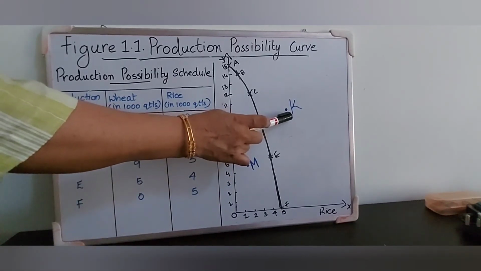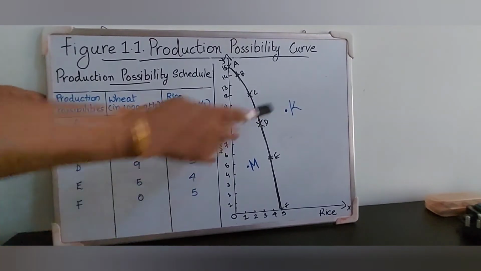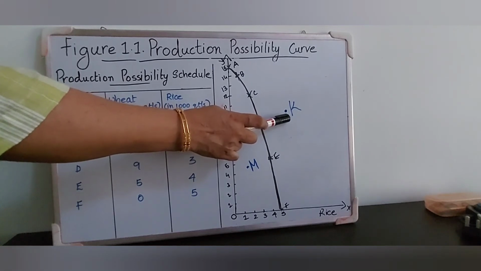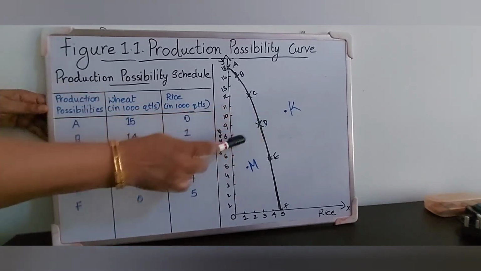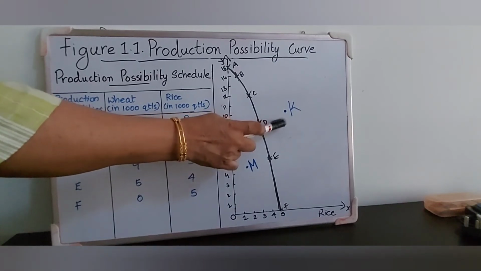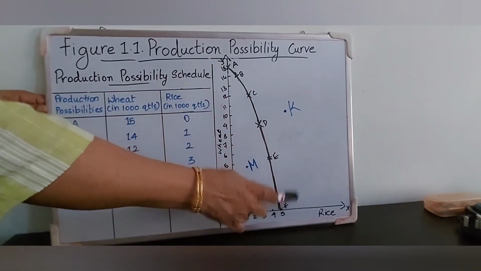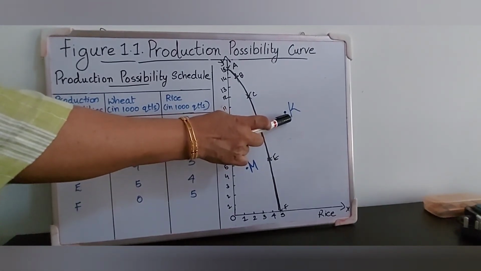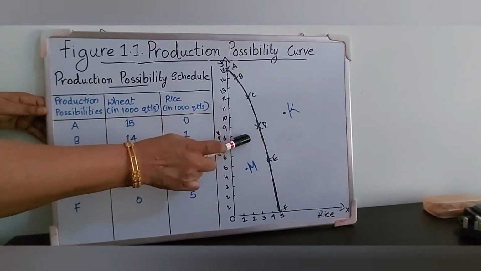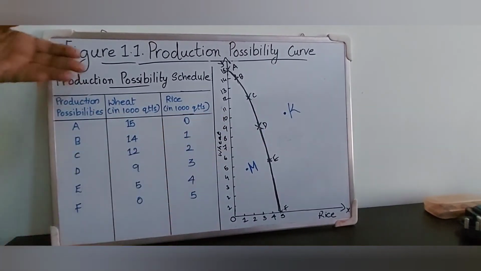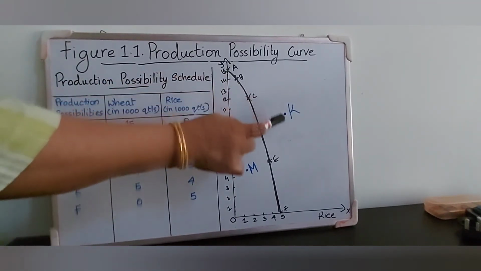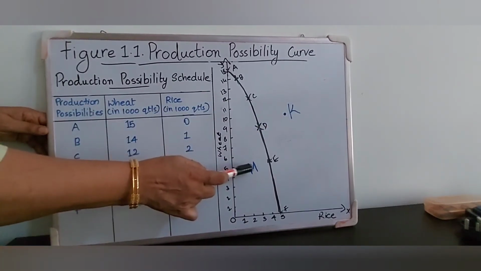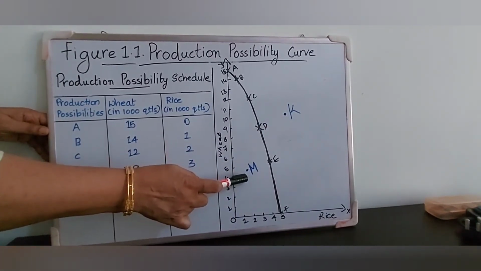So, what does this point K indicate? It is an unattainable point. What is an unattainable point? In order to reach this point, the resources have to be increased so that production can be increased. So, for the time being, this is an unattainable combination because of the limited, scarce resources and maybe because of poor technology. When there is economic growth, only then can an economy achieve this point. And M means inefficient utilization of resources.